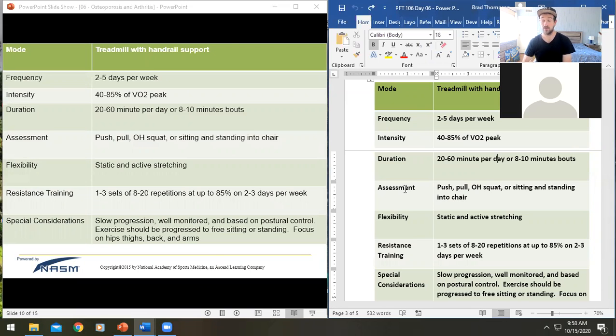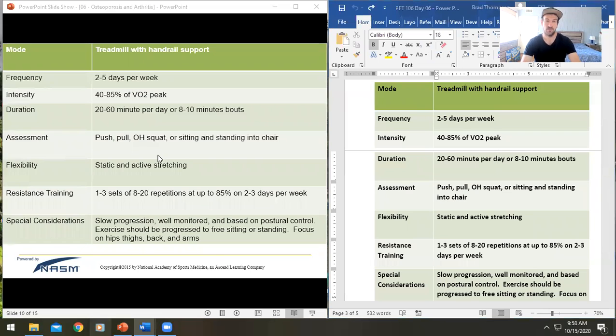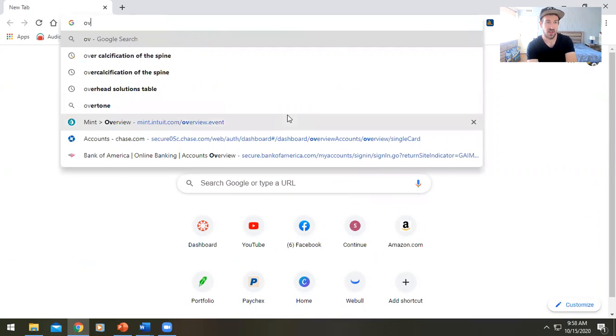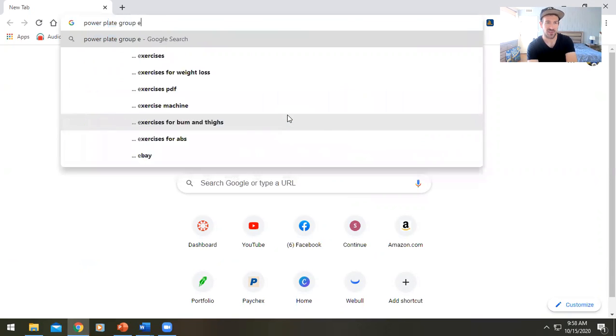So if you really do have somebody with bone density issues, and you work at a gym that has a power plate, get on there. A lot of times you'll find power plates in places like Equinox, which has a lot of them. In terms of overhead, this has got to be super expensive. But power plate group exercise classes.